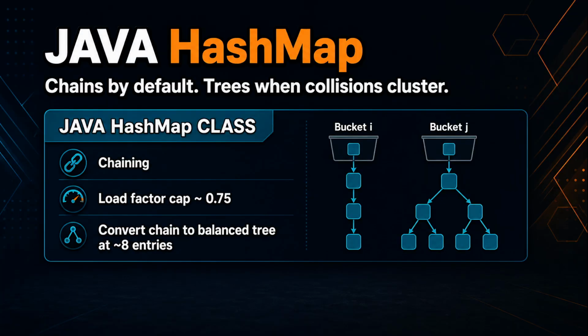Java's HashMap class made the other choice. It uses chaining. Each bucket holds a small linked list, and the table grows when the load factor crosses about 3/4. There is one twist. If a single bucket's chain ever crosses about 8 entries, Java converts that bucket from a linked list into a small balanced tree. So the worst case lookup at that bucket goes from O(n) down to O(log n). Right. It is a defense against adversarial inputs that try to force every key into one bucket.